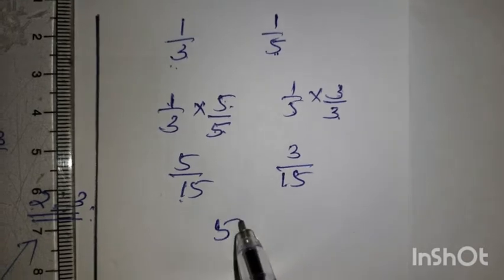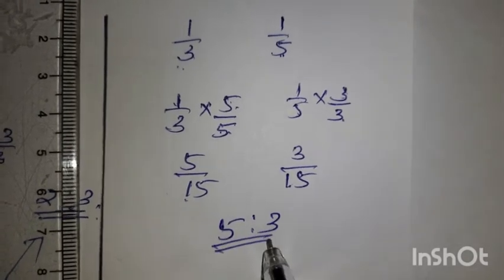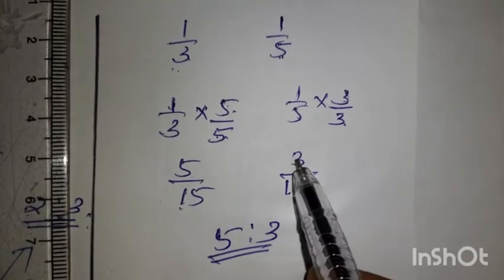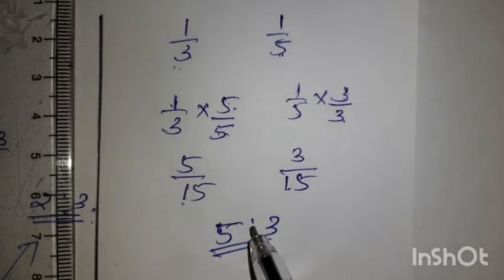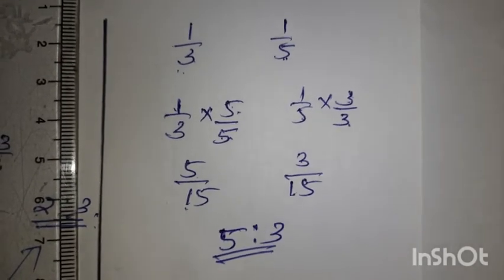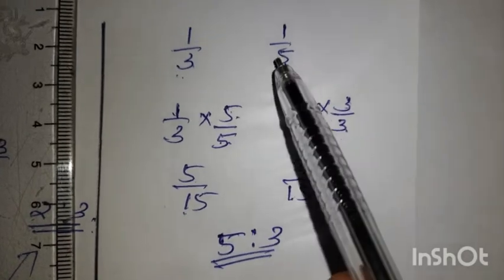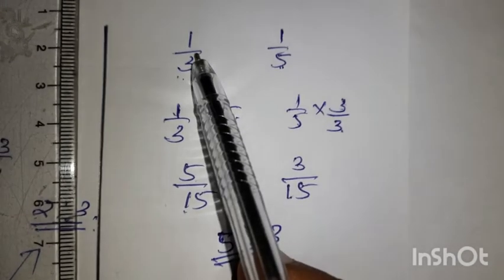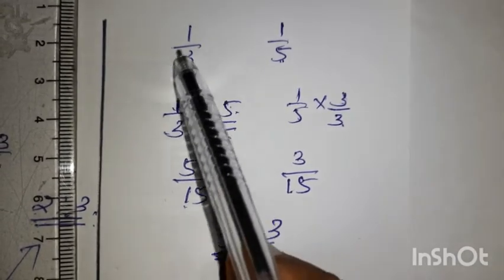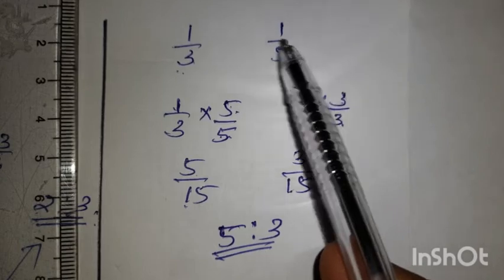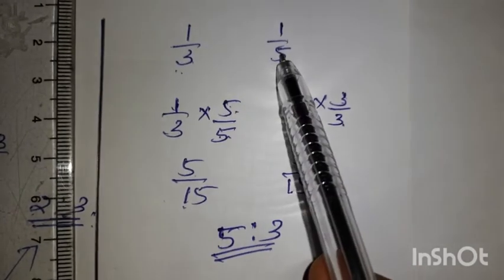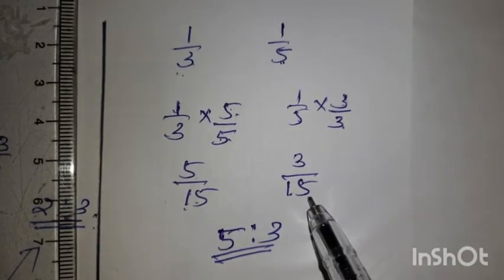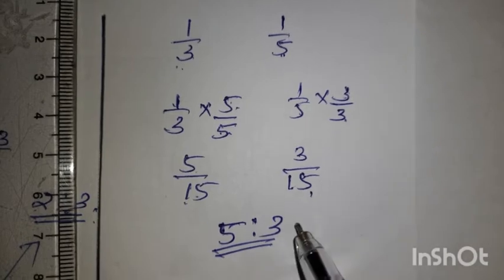So we can write the ratio as 5:3. Write the numerators. So 5 by 3 is the ratio. So remember this one. You have to multiply the denominator of 5 to this fraction and the denominator of 3 to this fraction. We are making that denominator common. Okay, so we can write the ratio as 5:3.